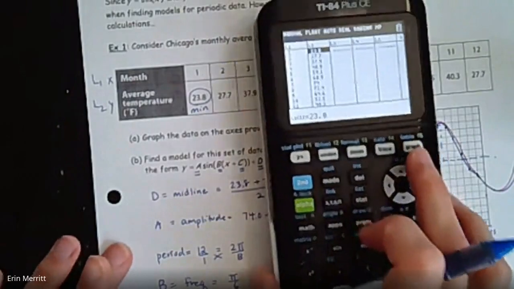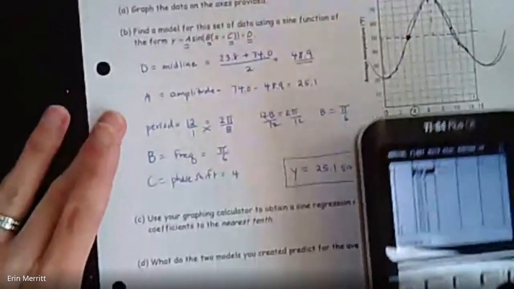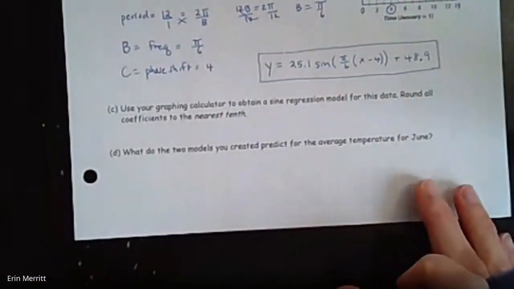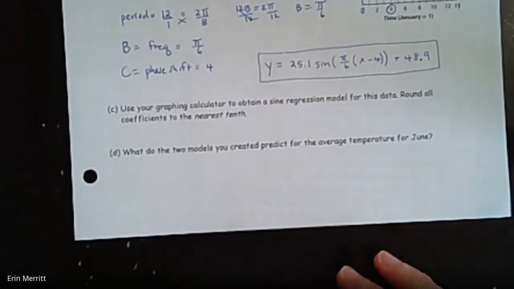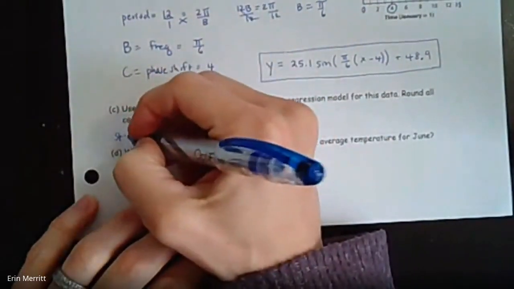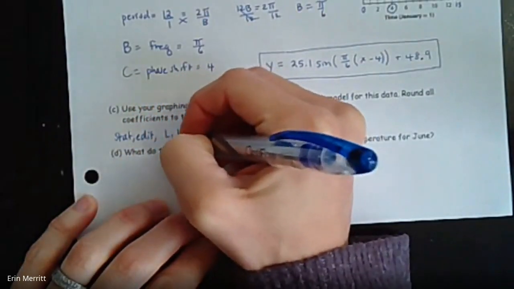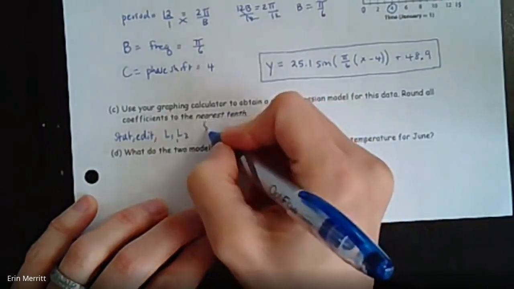All right. Now let's do the regression. So it says, use your graphing calculator to obtain a sine regression model for the data. Round the coefficients to the nearest tenth. All right, so you already did stat, edit, and you put this stuff into list 1, list 2. So that's a little reminder for the first part.